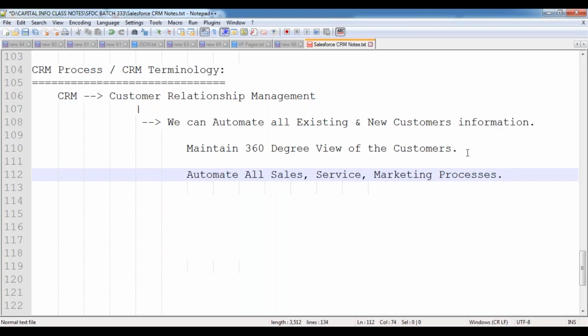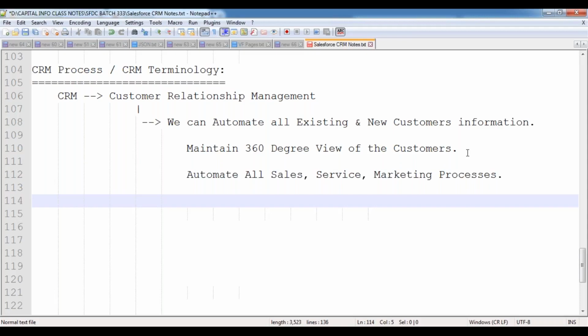Now, whenever we are using the CRM application, it has some specific process and some specific terminology that we are using. Terminology means some words, some vocabulary, some objects that we use. So what is that CRM process, and what are the various terms that we are using as part of the CRM process? We'll see it practically now. The CRM process is also called the CRM lifecycle.